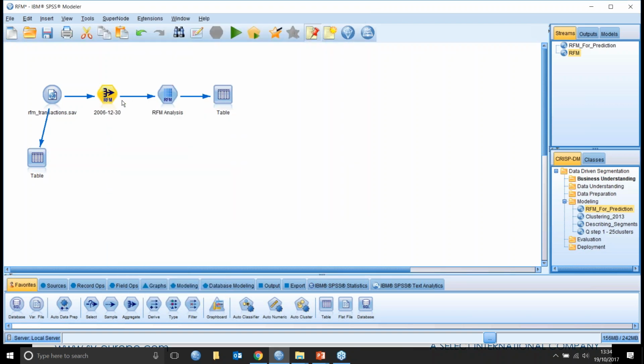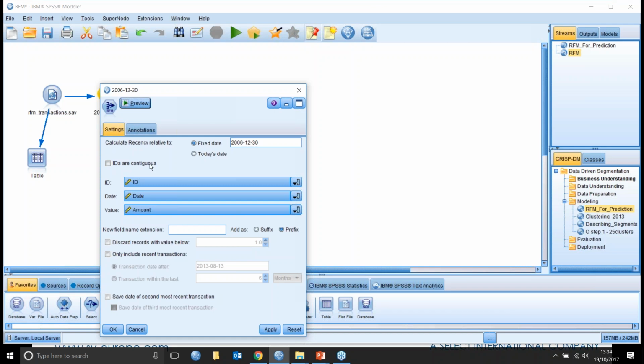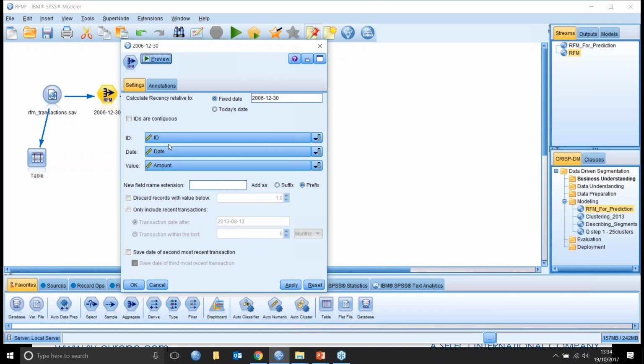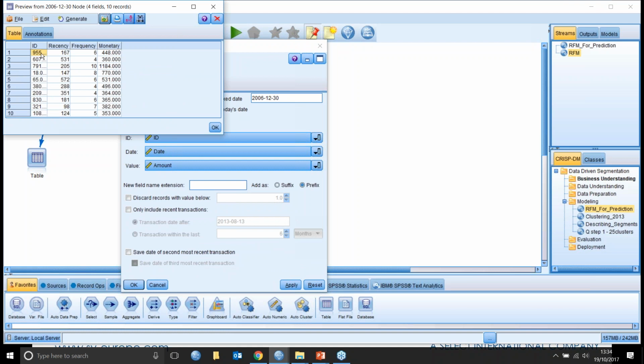If we use the RFM tool within here, it says, tell me what the ID field is, the credit card number or the customer number, what the date field is, and what the value field is, which is how much they spent. When we hit preview, it aggregates the data and says, this ID here, number 955, most recently shopped with this 167 days ago, has shopped 6 times, and the total amount they've spent is $448 or pounds.